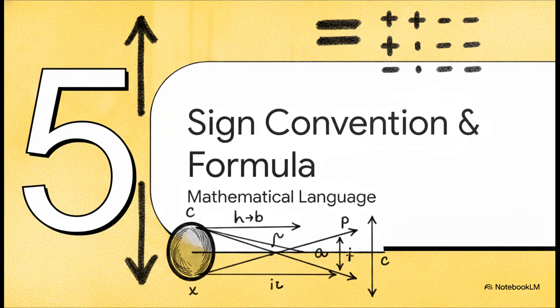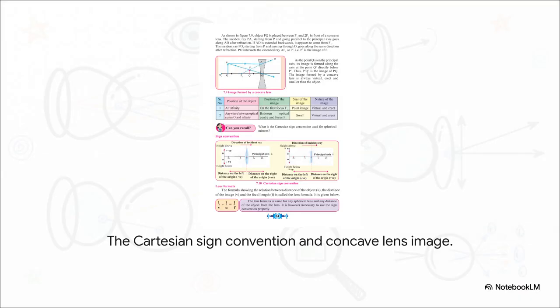Section 5. Sign convention and formula. It is time to speak the mathematical language. We have made some excellent visual observations so far, but in physics, we must codify these observations into strict mathematical language. To do this, we use the Cartesian sign convention. Just think of the optical center of the lens as the origin (0, 0) on a graph. The principal axis is your x-axis. According to this convention, the object is always placed on the left.